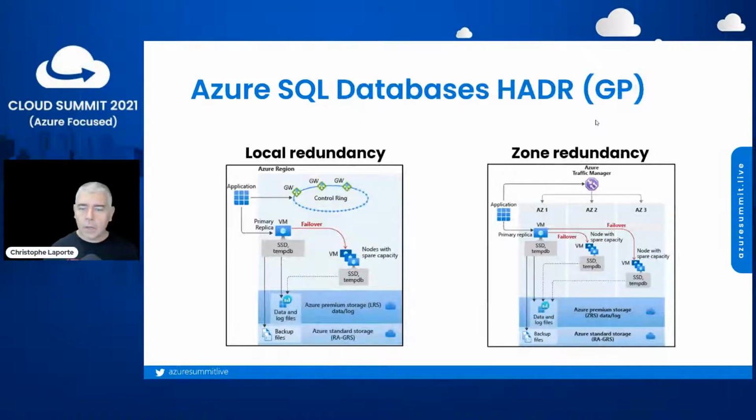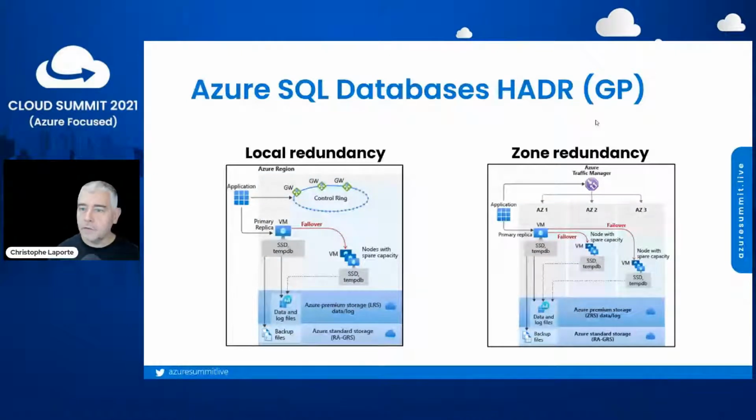If you are looking for HA or DR, you can have some local redundancy and zone redundancy. For the general purpose tier, the local redundancy is always maintained because the data and log files are at the minimum located on some locally redundant storage, LRS storage. So in case of a failure, you have multiple copies of your data file. And in every case, all the backups are on GRS storage.